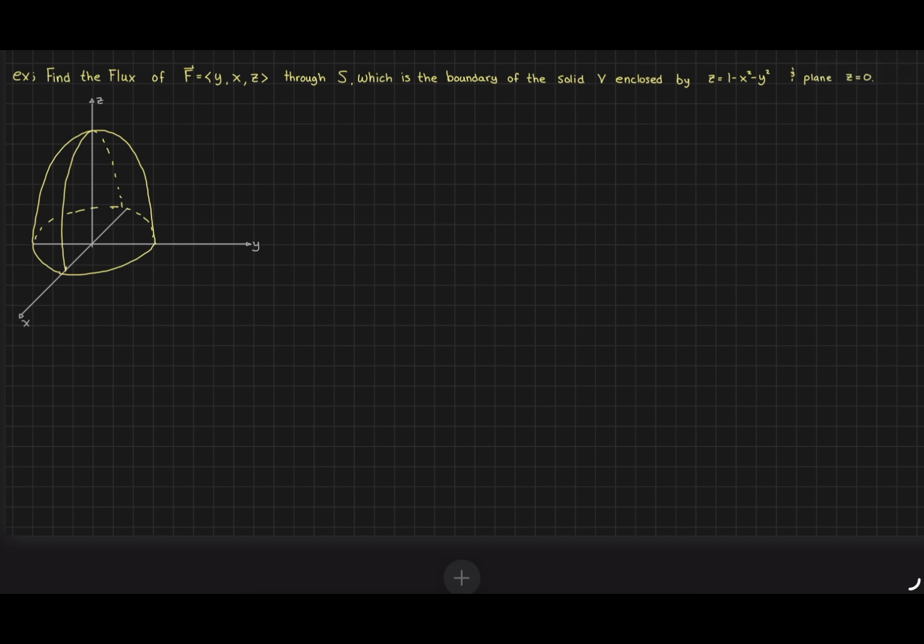We're asked to find the flux of our vector field y, x, z through S, which is the boundary of the solid V enclosed by z is equal to 1 minus x squared minus y squared, and the plane z is equal to 0. So I already drew this out for us here. Like I said prior, it could be a little bit difficult for us to understand when we're using surface integrals versus when we can apply the divergence theorem. Well, this is kind of a good example here.